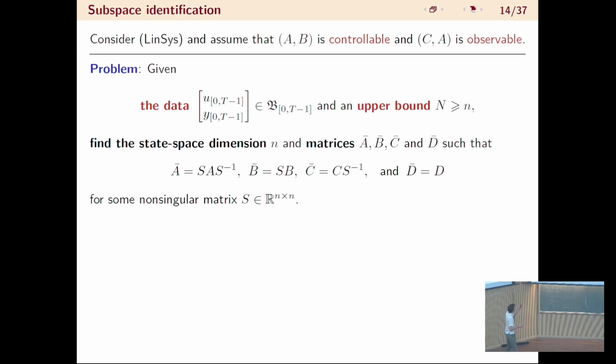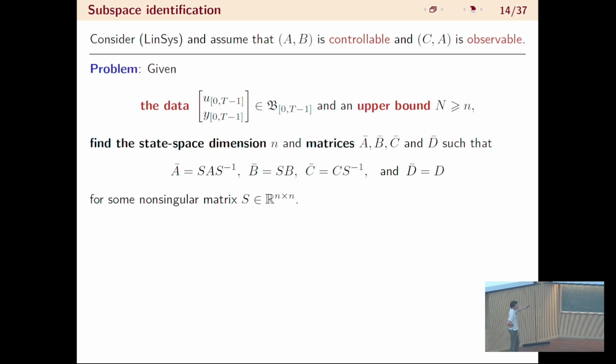What is the problem? Well, using this data and the upper bound, I want to find the state space dimension of the system from the data. So I want to find this n. And also I want to reconstruct the system in the following way. I want to find matrices A bar, B bar, C bar, and D bar that are related to the original matrices A, B, C, and D according to the following formulas. A bar is equal to S A S inverse, B bar is S B, and C bar is C S inverse. And finally, D bar is D, for some non-singular matrix S.